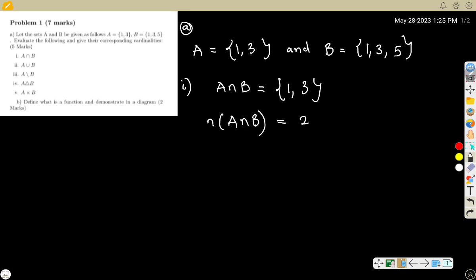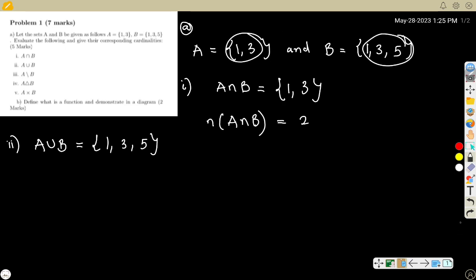So II, A union B. Now A union B means you combine A and B together, but don't write any number twice. Combine all the elements in A and all the elements in B together, but don't write any number twice. So we have 1, 3, 5. So this will be A union B. So 1, 3, 5 is our A union B.